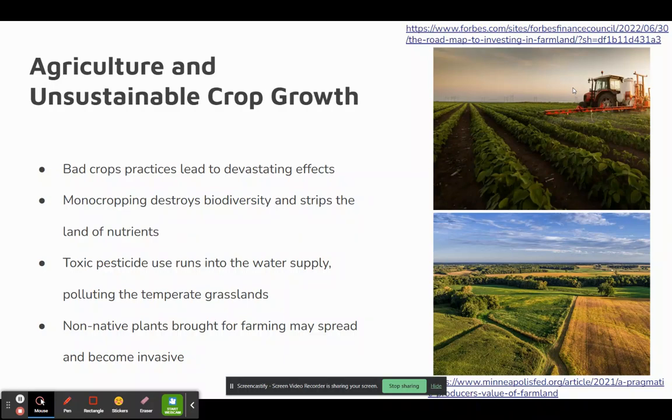So, now some even more devastating environmental and human impacts. Number one is agriculture and unsustainable crop growth. Now, obviously, the temperate grassland is very desirable for farming, even though in the winters it's not very useful. In the summer, it's quite productive. So, bad crop practices can lead to devastating effects. Monocropping, or only growing one crop, destroys the biodiversity of the land and also leads to nutrient lack. Then, toxic pesticides run into the water. And finally, non-native plants can grow outside of that farmland and become invasive, killing all sorts of native species.